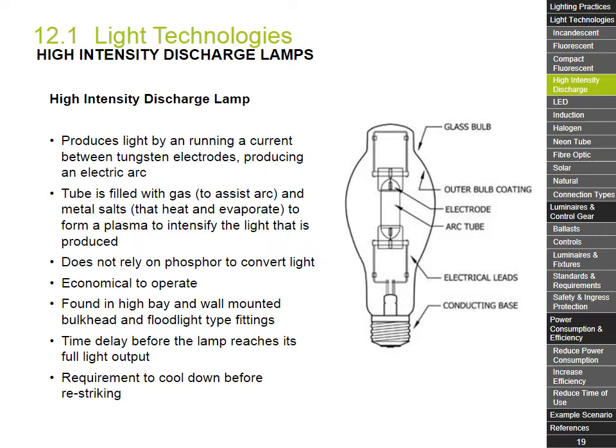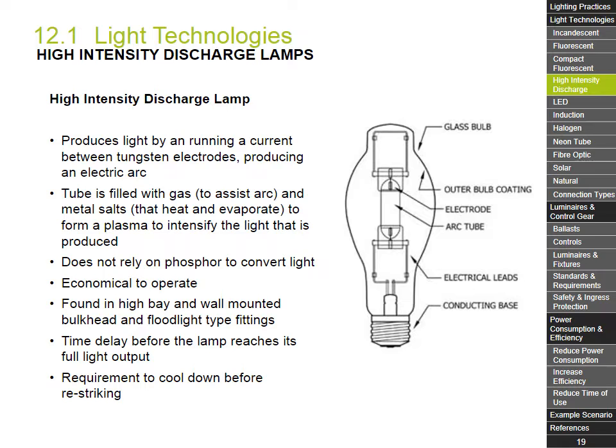High-intensity discharge lamps, or HID lamps, are a type of electrical lamp that produces light by means of an electrical arc between tungsten electrodes. The electrodes are inside a translucent or transparent fused quartz or fused alumina arc tube filled with nitrogen gas and metal salts. This gas assists the arc's initial strike. Once the arc is started, the metal salts are heated and evaporate, forming a plasma which intensifies the light produced by the arc and reduces its power consumption.